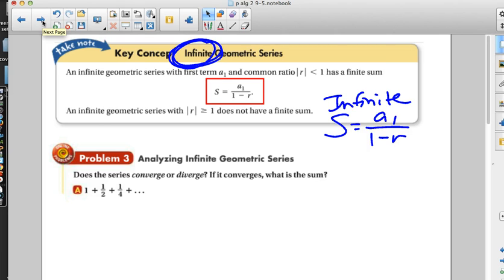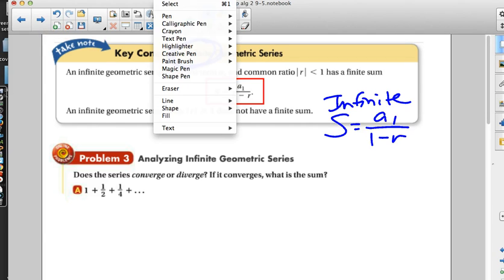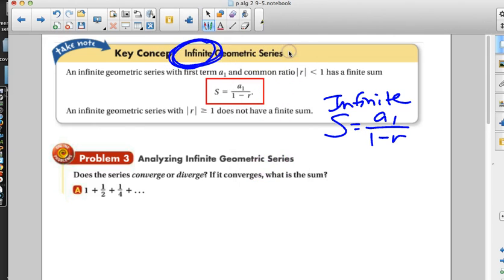And we're going to highlight the two things that we have to put in this formula. There's only two. A sub 1 and R. That's it. Very nice little formula.